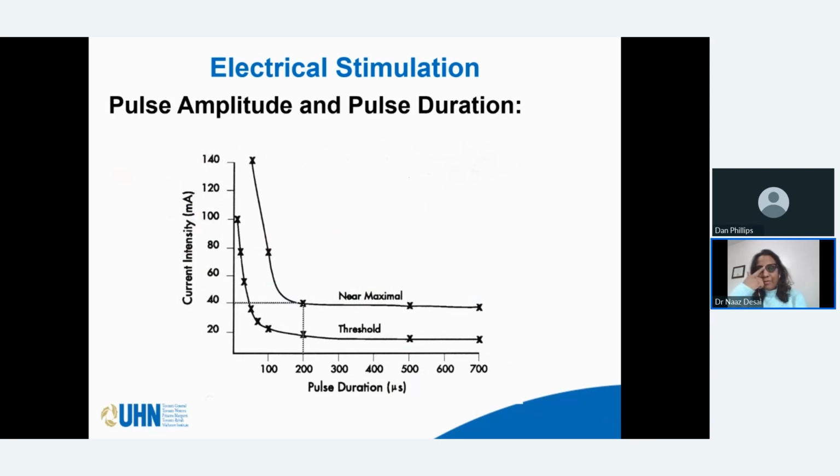Talking to this graph, what this is showing is that by using a pulse duration, for example, of 200 microseconds, you can change the contraction from threshold to near maximal by altering the amplitude anywhere from 20 to 40 milliamps. On the other side, if you keep the current intensity constant at 40, then again you can manipulate the type of contraction that you're looking for by changing the pulse duration anywhere between about 50 to 200 microseconds.